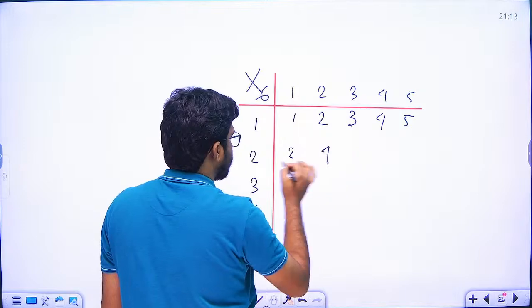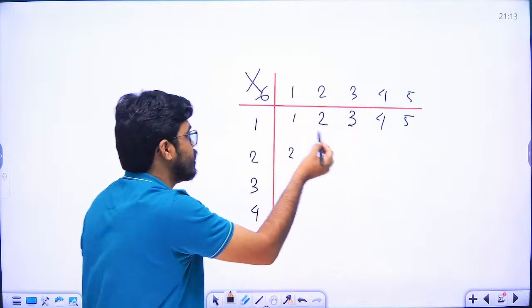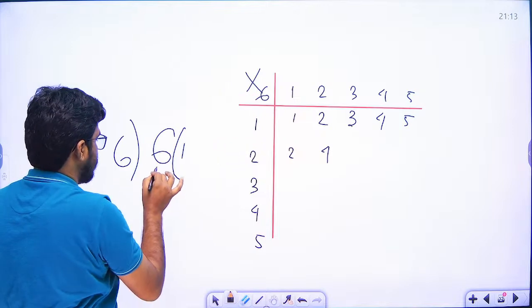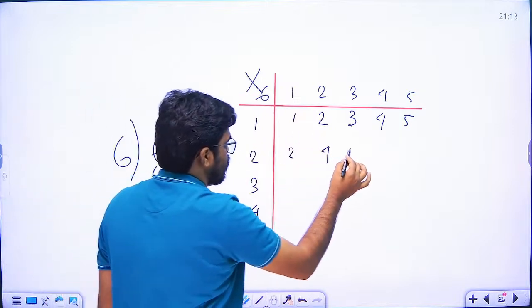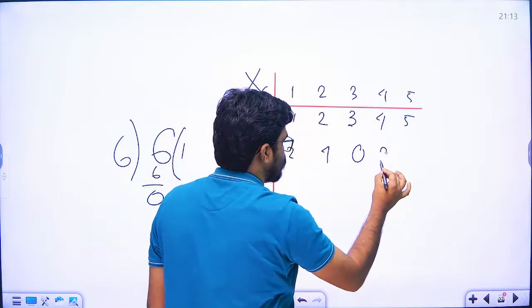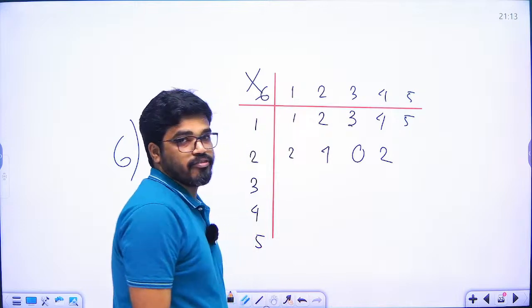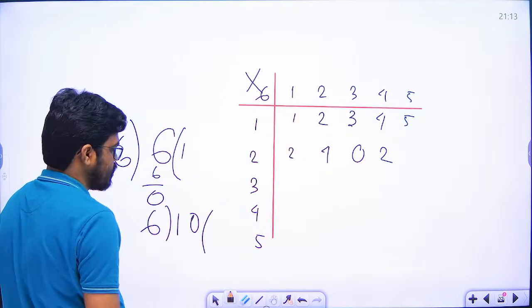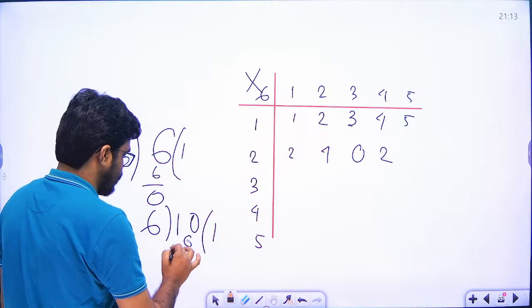2 into 2 is 4, 3 into 2 is 6, 6 divided by 6, remainder 0. 4 into 2 is 8, 8 divided by 6, remainder 2. 2 into 5 is 10, 10 divided by 6. What is the remainder? The remainder is 4.